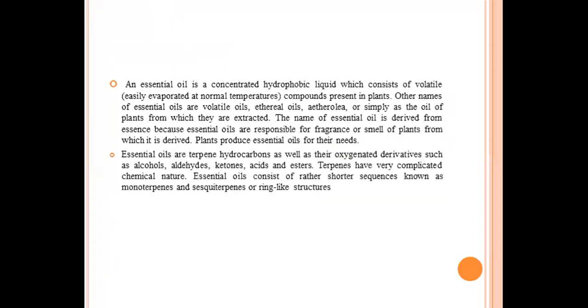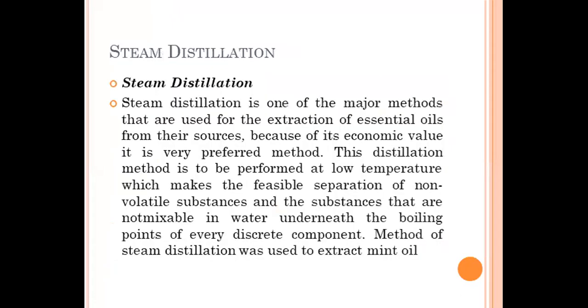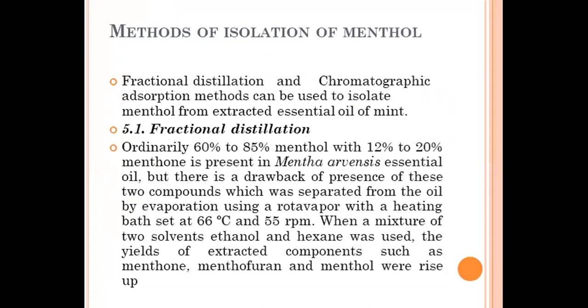We have studied the methods of extraction: steam distillation and microwave extraction, and we were discussing the methods of isolation of menthol. We have already discussed fractional distillation. Starting with fractional distillation, ordinarily there is 60% to 85% menthol with 12% to 20% menthone present in the Mentha arvensis essential oil. But there is a drawback in the presence of these two compounds, which are separated from the oil by evaporation using a vaporizer.